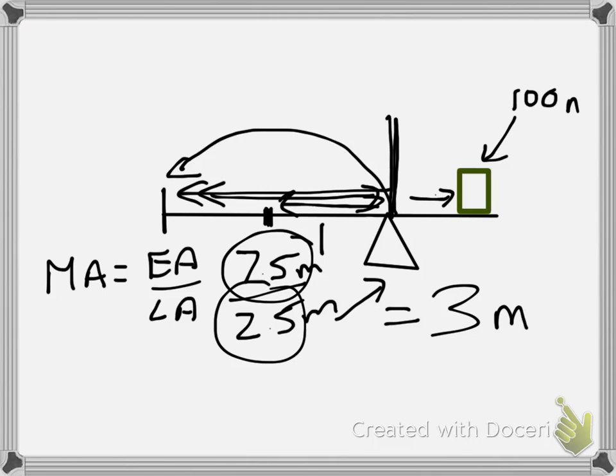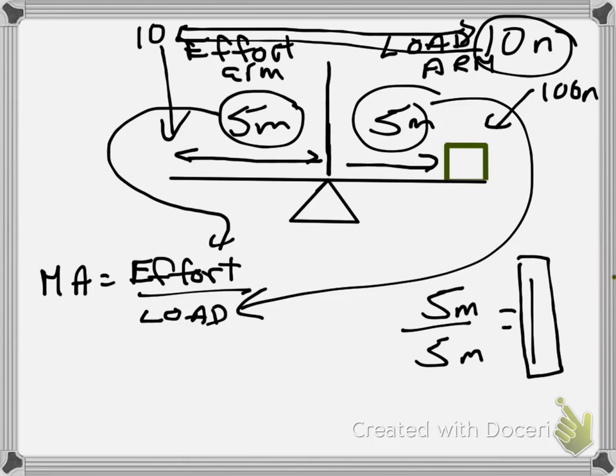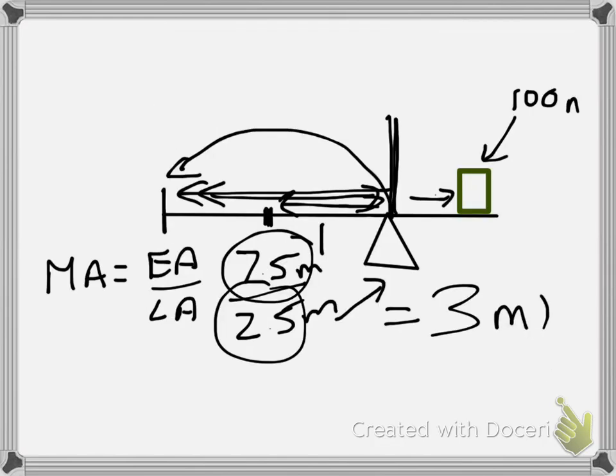Now think about this for 1 sec. If we went back to this one, the fulcrum being right here gave us a mechanical advantage of 1, or 100%. If we look here and the mechanical advantage is 3, it means that the machine is doing 3 times the amount of work that we are putting into it.